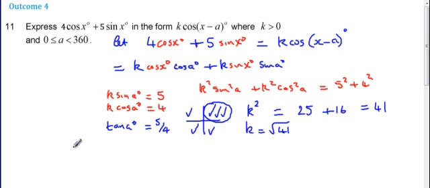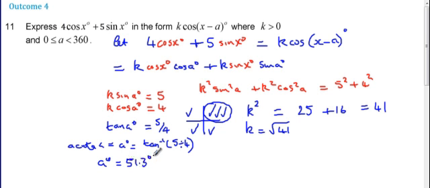So to find a will just be the acute angle given by tan inverse of 5 divided by 4. Tan inverse of 5 divided by 4 gives us that a is equal to 51.3 degrees. So now writing 4 cos x plus 5 sin x in the form k cos(x minus a), we can write root 41 times cos(x minus 51.3) in brackets.